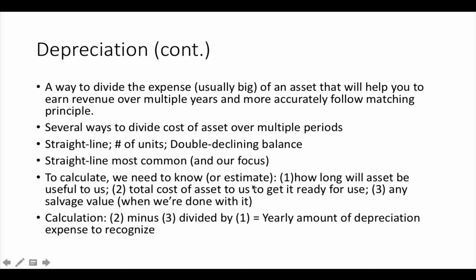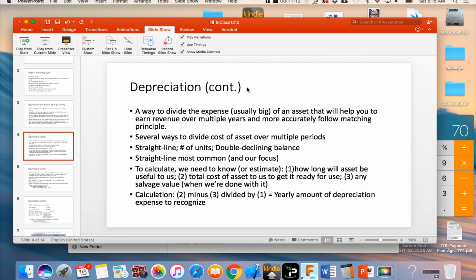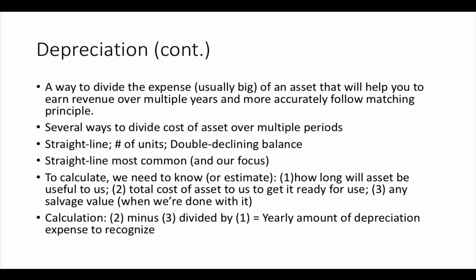Once you have that information, you just say, okay, what's the total cost to get it ready for use, minus the salvage value, and then take that and divide it by the total amount of time that this asset will be useful to us. That gives you the amount each year that will be recognized as an expense.